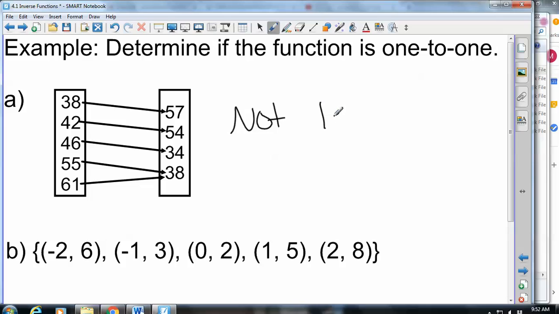No. For one-to-one, I usually put 1-1. It's just shorter. And my reason would be the 38 repeats. We have two different x's that both get mapped onto the 38.